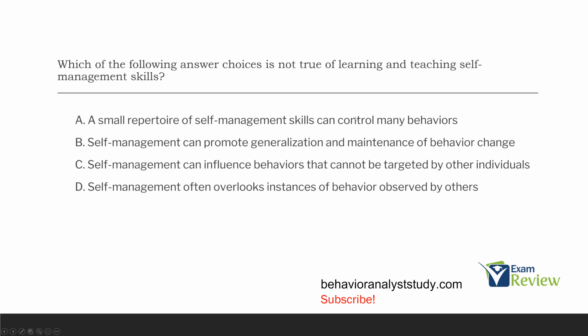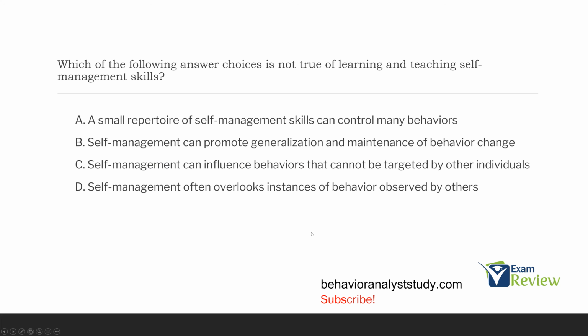A, B, and C all look like advantages, or things that are true. What about D? Self-management often overlooks instances of behavior observed by others. It's actually the reverse, right? Because we just talked about in C, typically, self-management will identify behaviors that are overlooked by others. Okay, so it's actually reversed.